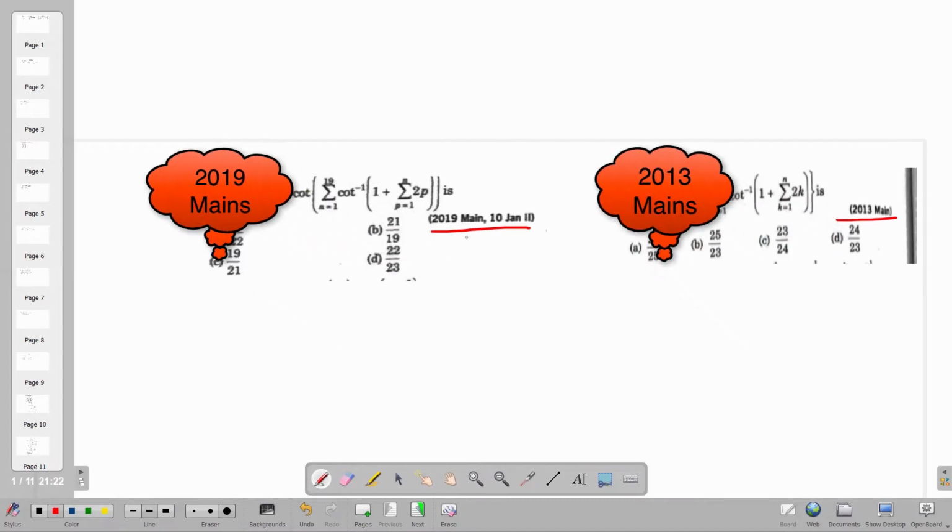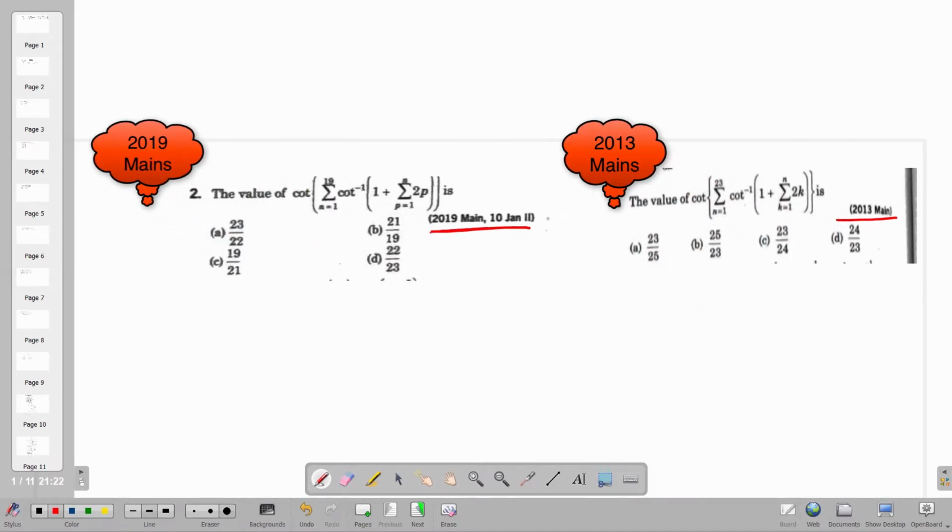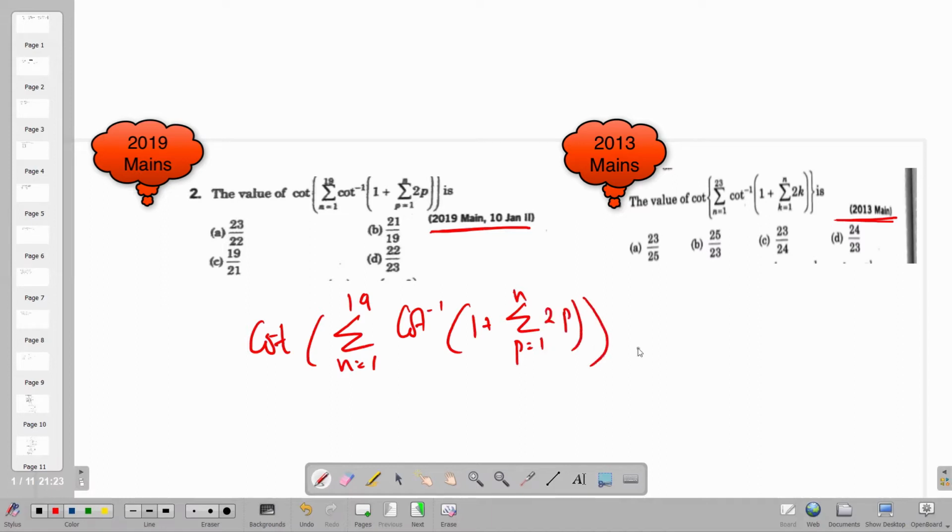So this first question was asked in 2019 as well as 2013. We have cot of sigma n from 1 to 19, cot inverse of 1 plus sigma p from 1 to n of 2p, and the whole bracket. We have to find the value.